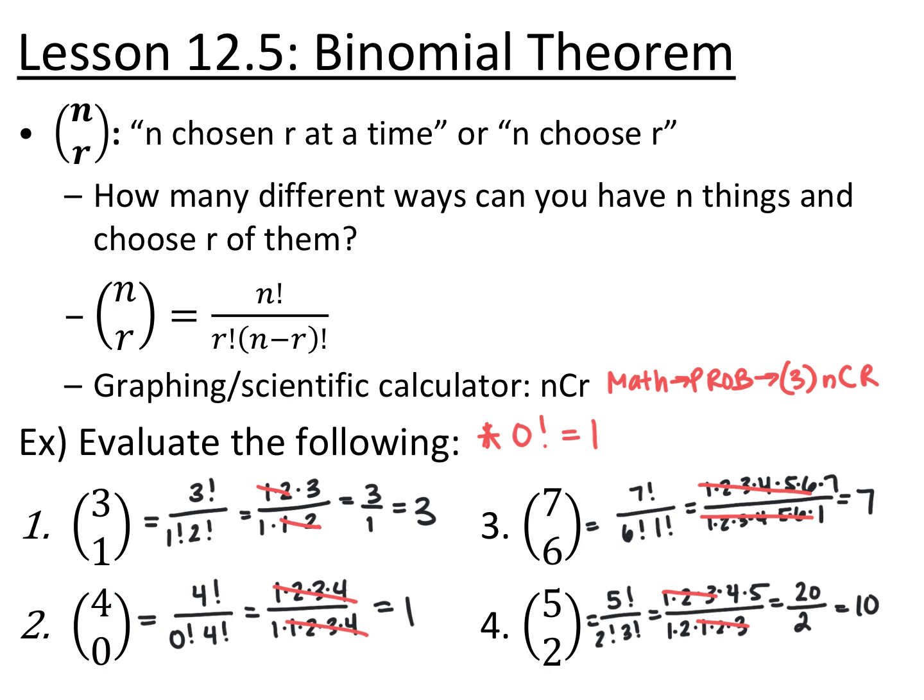4 choose 0. 0 factorial is 1. So I end up with 1 times 2 times 3 times 4 over 1 times 1 times 2 times 3 times 4. So that just cancels everything out and you get 1. 7 choose 6. 7 factorial divided by 6 factorial times 1 factorial ends up being 7. And then 5 choose 2. 5 factorial divided by 2 factorial times 3 factorial, you end up with 10.